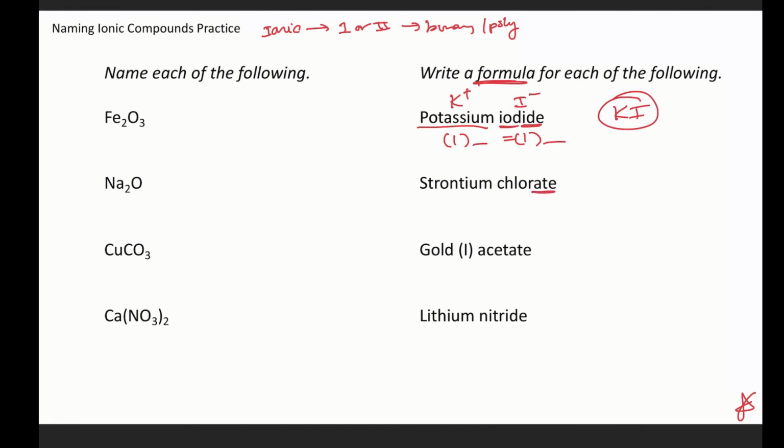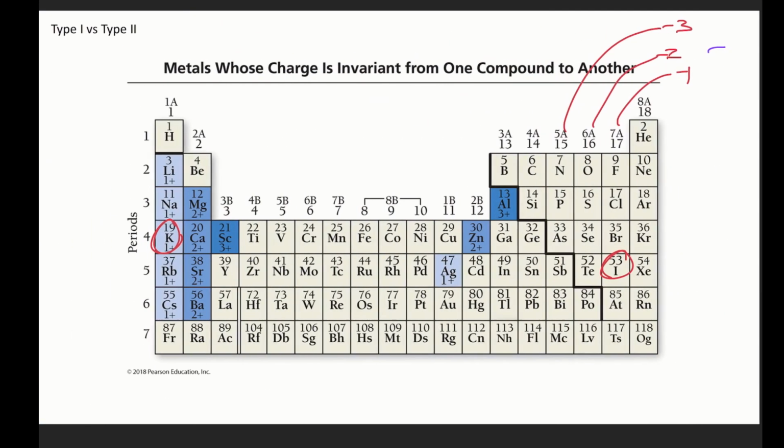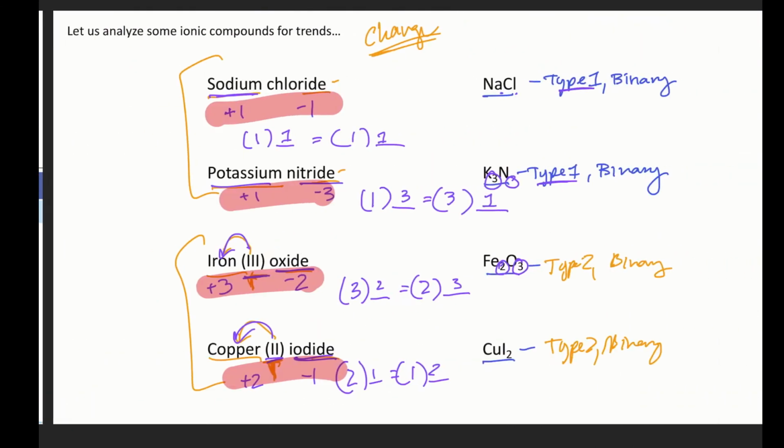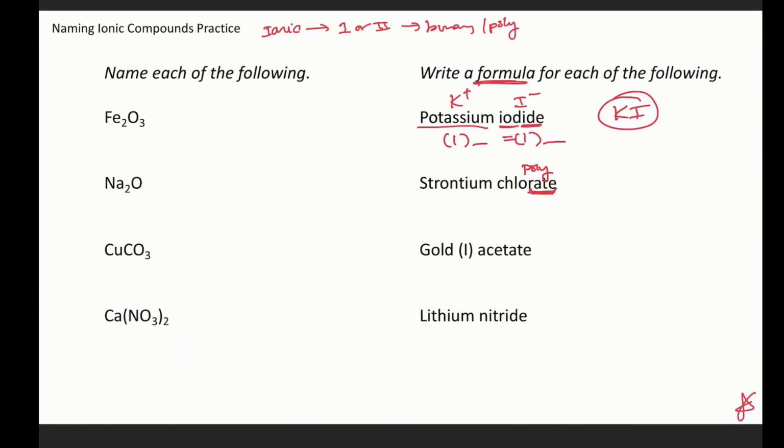Strontium chlorate. So I see that ate here, and that ate tells us polyatomic ion. And strontium, we would go find strontium. Strontium is right here, so that's a type 1. So we have a type 1 polyatomic ion. Strontium is Sr, 2+. Chlorate, we would need to think to ourselves, and hopefully we would be like, oh, ClO3 minus. So I have 2, 1, which means I need 2 of these.